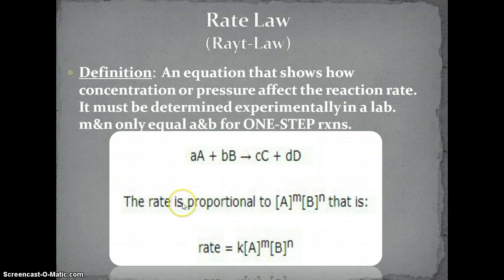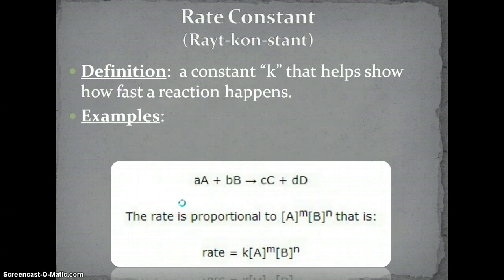Rate constant. So the rate constant k that was in that rate law helps show how fast a reaction happens. So if everything stays the same in this reaction down here, the bigger k is, that means the reaction went a lot faster. So if k is 1,000,000, then that means it goes really fast. If it's 0.00001, that means it goes really slow.